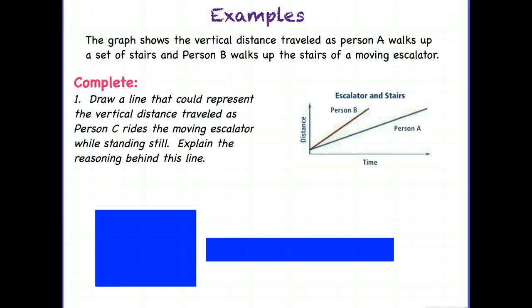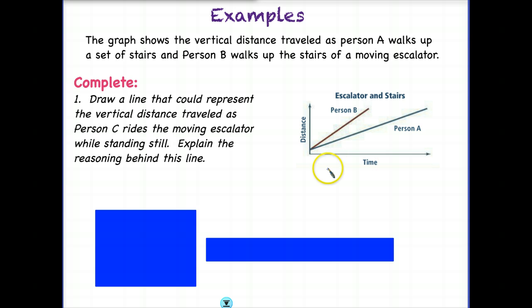All right, let's look at one more example. This graph shows the vertical distance traveled as person A walks up a set of stairs. Here's person A. And person B walks up the stairs of a moving escalator. So you can picture an escalator. It moves on its own, and in addition to that, person B is also walking.